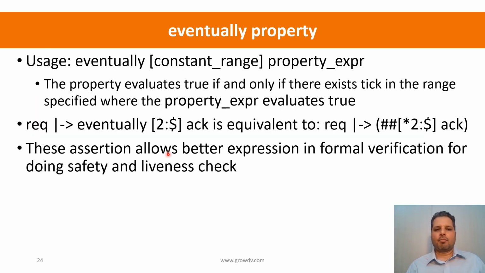We'll look at the property operator eventually. The usage is something like this. You say eventually, a constant range, followed by a property expression. This is actually equivalent to your delay range operator. So the delay range operator, we were using it for the sequences, whereas eventually is something that you can use for the properties. That is the only difference, and it just allows a better expression in formal verification for doing the safety and liveness check. What safety and liveness check is, is something that you can search for in the context of formal verification and understand it further. We will not be covering it as a part of this course.